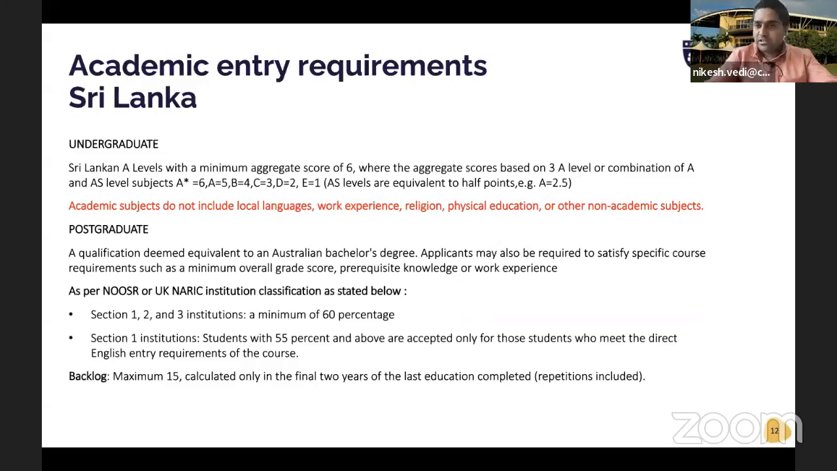The only condition is that he or she should meet the English entry requirement, which is overall 6.5 with no less than 6. When it comes to backlogs, in the last 2 years, we can accept backlogs of 15, which includes repetition.